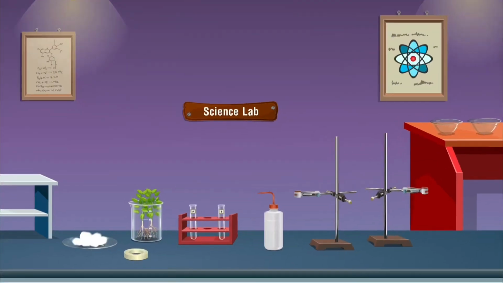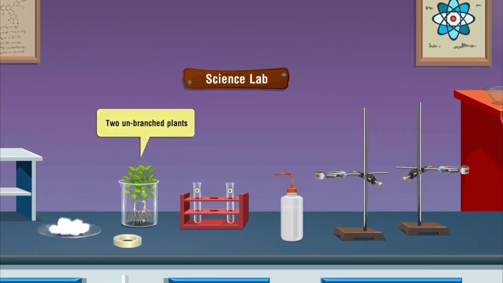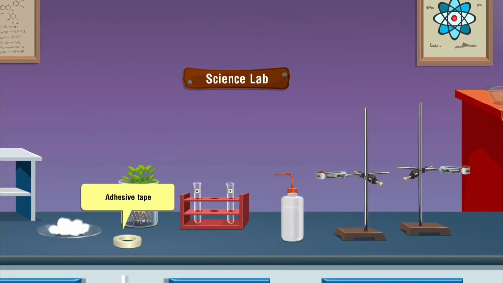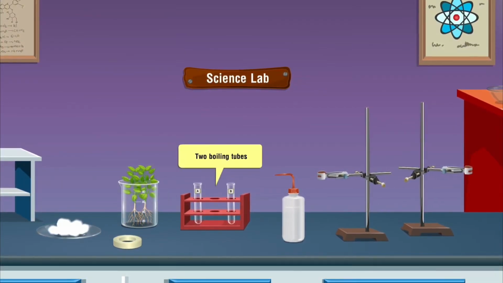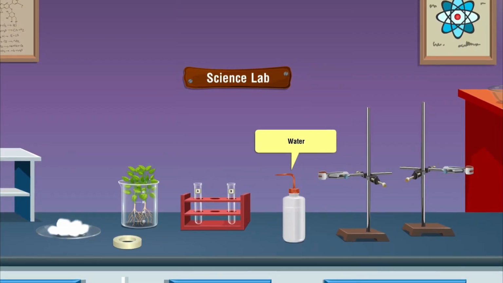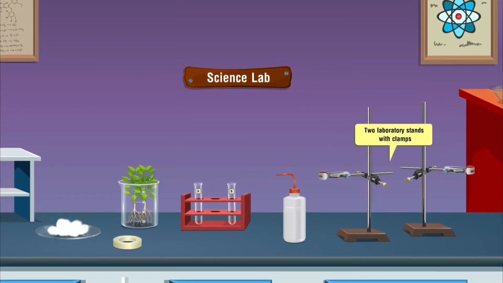Materials required: 2 unbranched plants, adhesive tape, cotton, 2 boiling tubes marked as A and B, water, 2 laboratory stands with clamps.